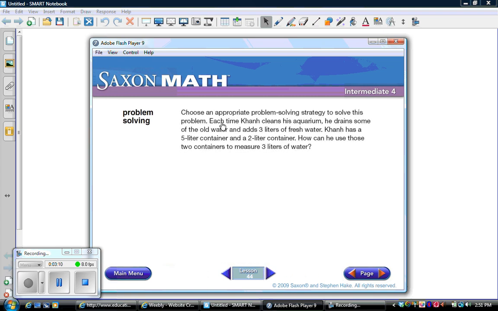Okay, problem solving. Each time Con cleans his aquarium, he drains some of the old water and adds 3 liters of fresh water. Con has a 5-liter container and a 2-liter container. How can he use those 2 containers to measure 3 liters of water? So think about that. You know the difference between 5 and 2 is 3. So which one should he fill up first? If he fills up the 5-liter container and pours some water into the 2-liter container until it's full, how much will be left over? Yeah, he'll have his 3 liters of water left over.